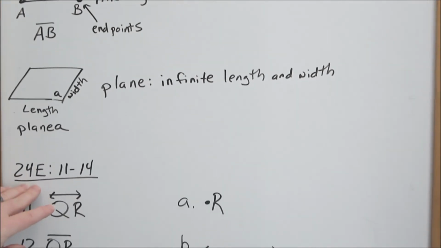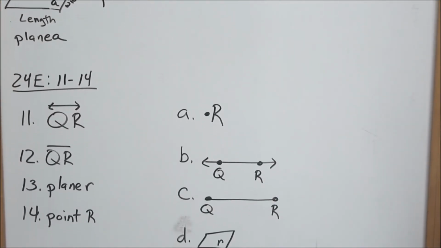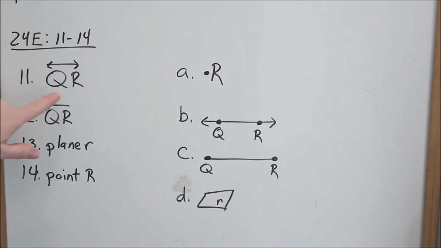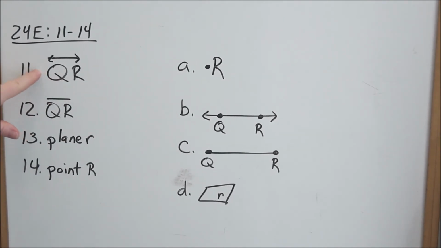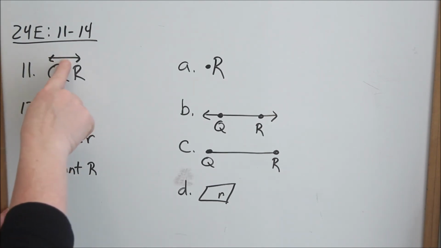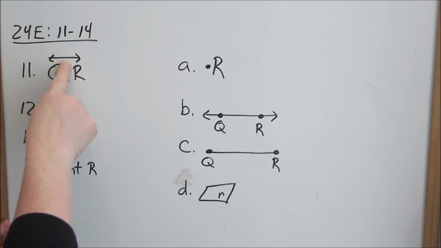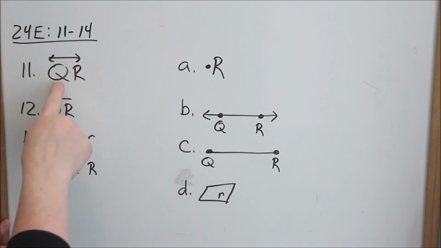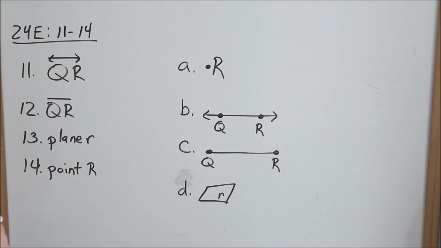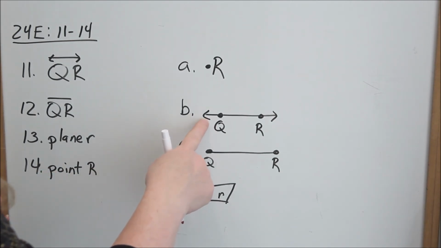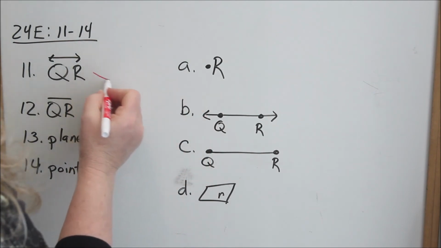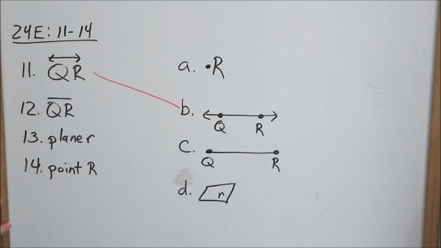So if you look at 24E, we're going to do 11 through 14. So here you have all of these symbols in 11 through 14, and we just need to match them up. Okay? So this symbol, what did this symbol represent? It represents a line, line QR. A line goes infinitely in both directions, so that would be this one. These arrowheads mean they go infinitely in both directions, so it's a line. So that goes with that.